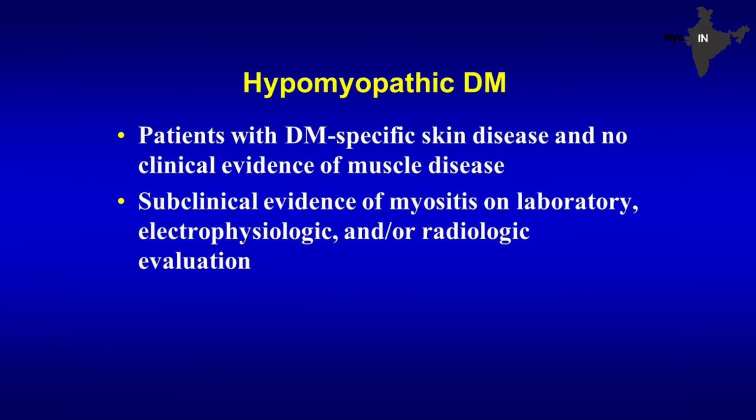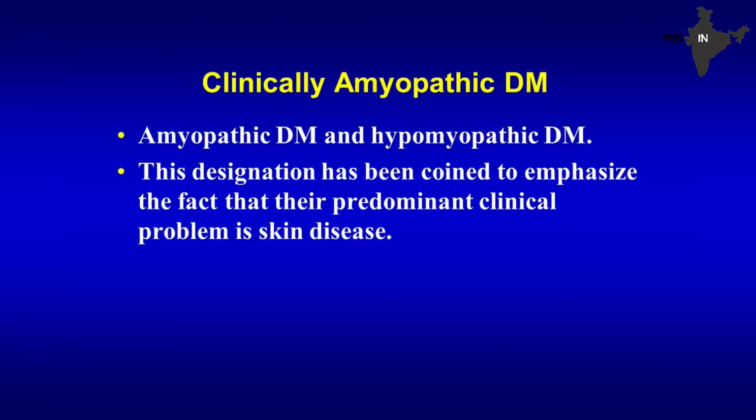No matter how hard you look, you don't find muscle disease. Hypomyopathic dermatomyositis are patients who have the typical skin findings of dermatomyositis, and they may have some findings in terms of slightly increased muscle enzymes or even abnormalities on other testing of the muscle, but they're subclinical. The patient has no pain or weakness in the muscles, and it's all subclinical. And so we tend to combine the patients who have amyopathic dermato and hypomyopathic dermato in a designation called clinically amyopathic dermatomyositis, where the main complaint that the patient has is the skin.